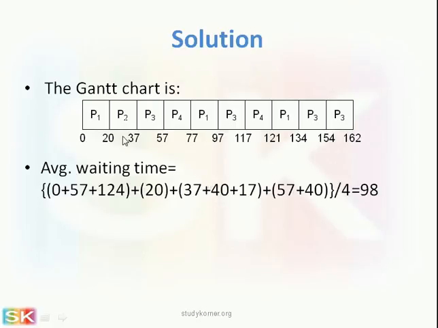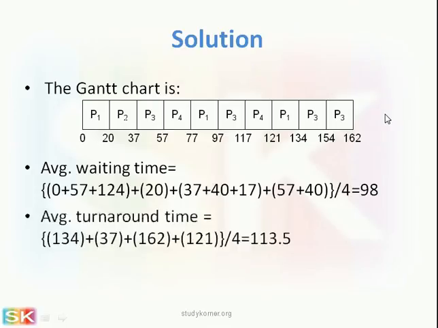For P3, in the starting 37, then 97 minus 57, that is 40, and then 134 minus 117, that is 17. Plus for P4, in the starting 57, and then 117 minus 77, that is 40, divided by 4, equal to 98.